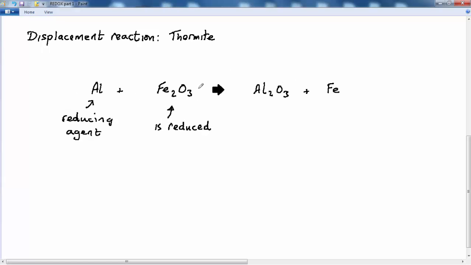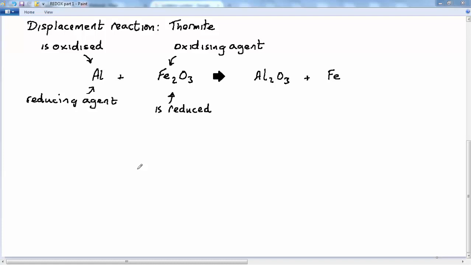Now at the same time that the iron oxide is being reduced, that's to say it's having its oxygen removed, the aluminium is being oxidized. It's picking up oxygen to form aluminium oxide. So we can say that the aluminium is oxidized and that the iron(III) oxide in this reaction is the oxidizing agent. Okay, so we've got reduction taking place, the iron oxide is having its oxygen removed, and we've got oxidation taking place, the aluminium is gaining oxygen to form aluminium oxide.